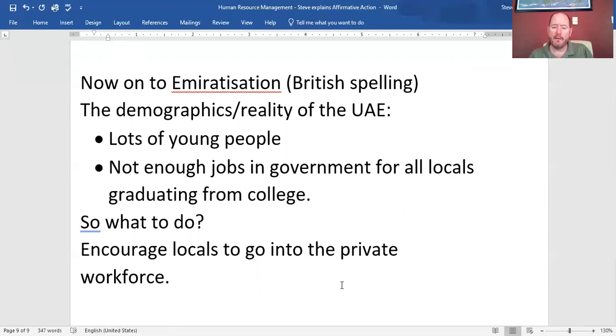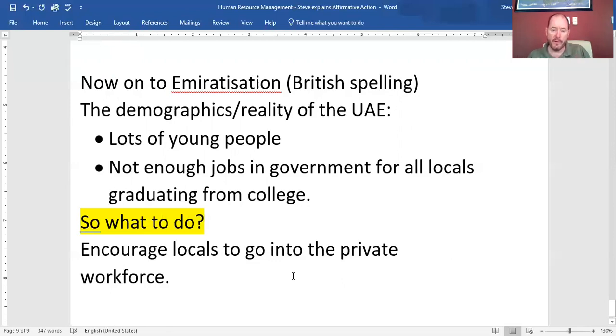The demographics and reality of the UAE is that there are a lot of young people. There are a lot of people your age and a little bit older than you that are graduating from college compared to what there was 20 years ago or 30 years ago. The government knows there are not enough jobs within the government for everybody who is local to be able to get a job. So what to do?